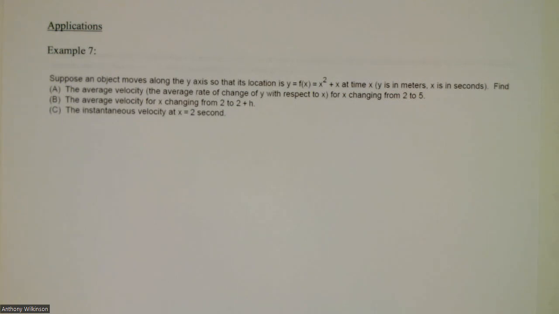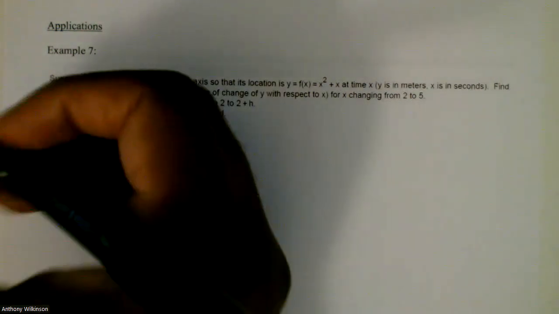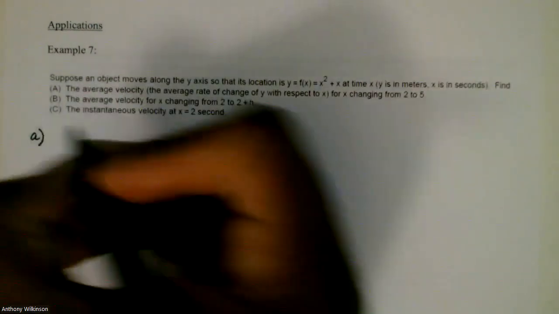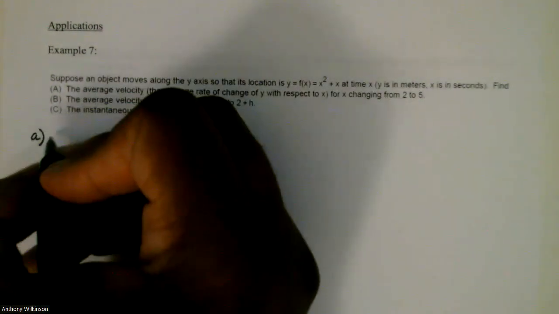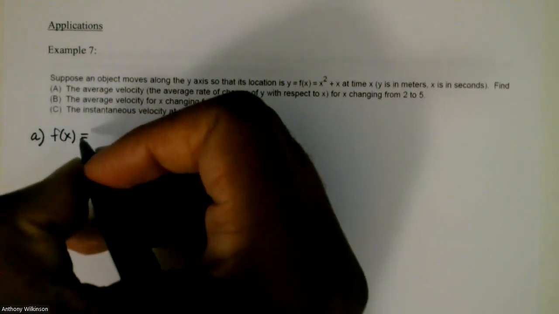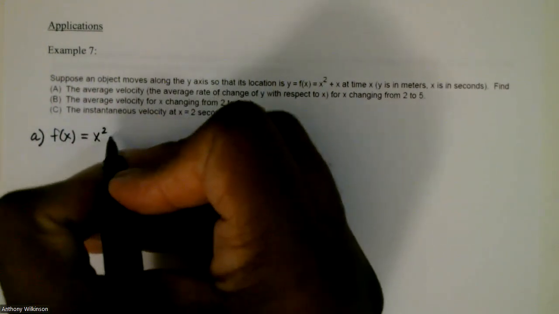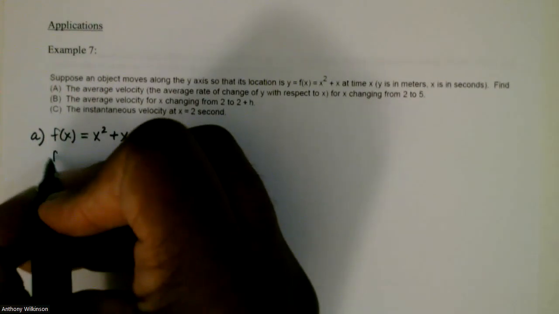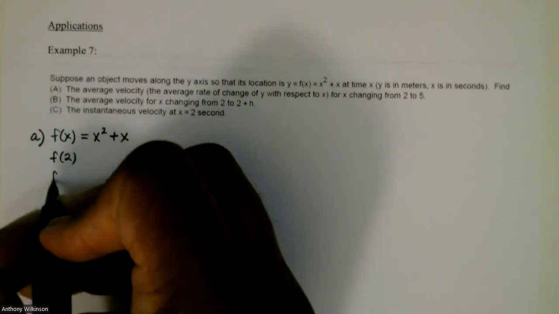Okay, so in other words, when you find the average velocity or the instantaneous velocity, you're going to be dealing with the limit. So in this case, we're going from 2 to 5, in part A. So let's find out what f of 2 is. I'm going to write the equation f of x is equal to x squared plus x. So let's find out what f of 2 is, and f of 5.